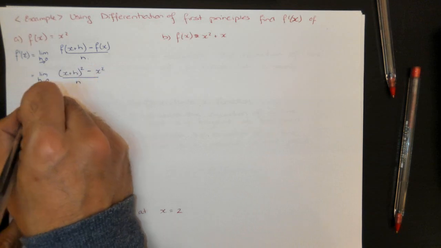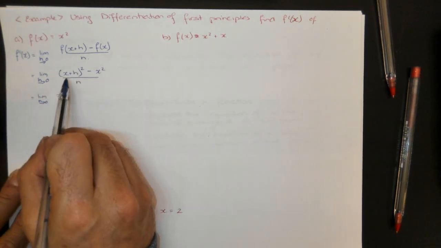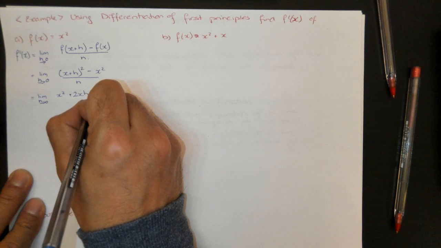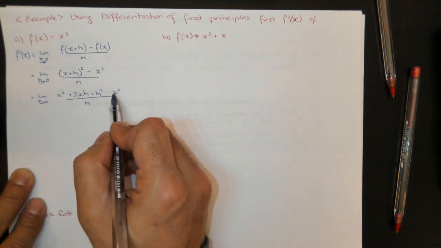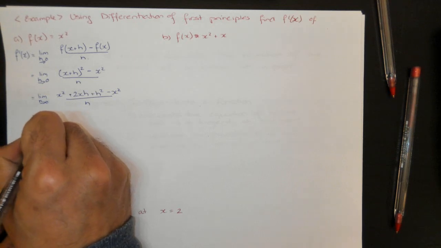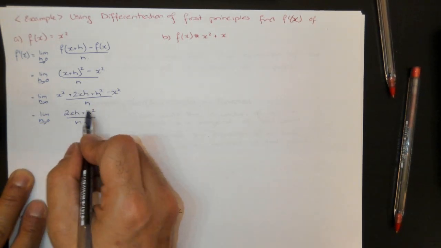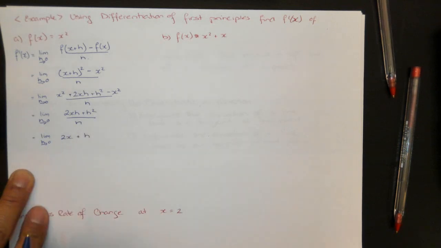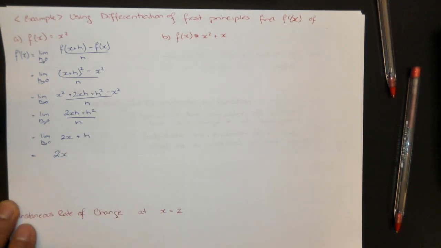If I expand this top part out, it'll give me x squared, plus x times h, which is xh, and double that is 2xh, plus h squared, and then minus x squared, all over h. Well, this x squared cancels out that x squared, leaving me 2xh plus h squared all over h. Now, if I cancel it out, I get 2x plus h. Now, when h gets to 0, I get just 2x. So f dash of x is 2x.